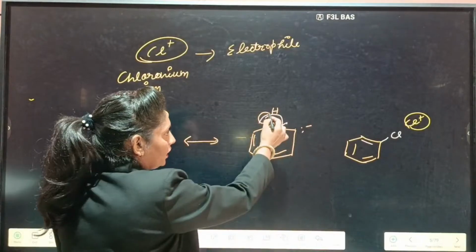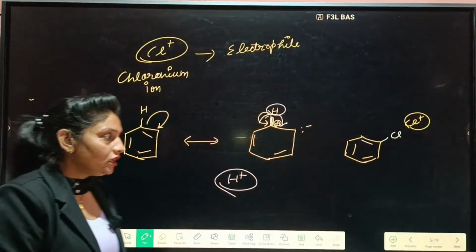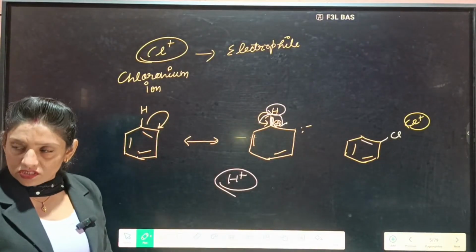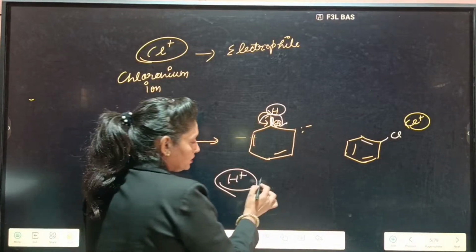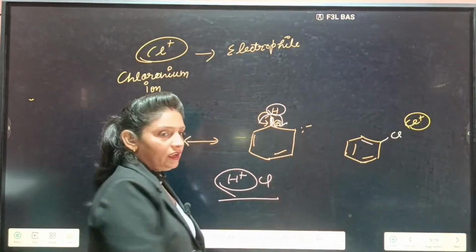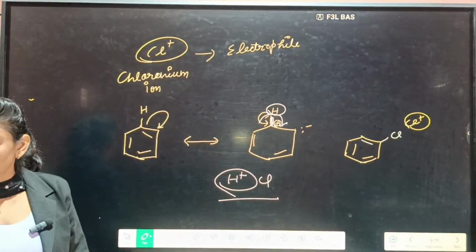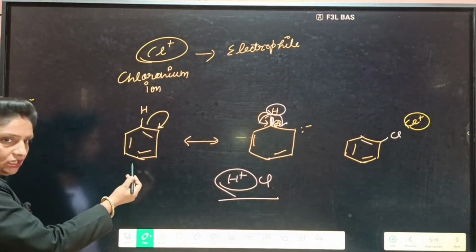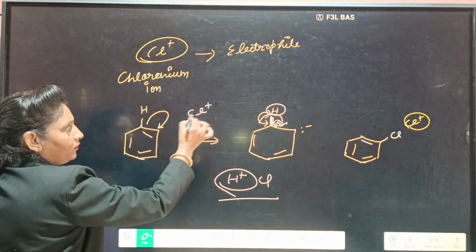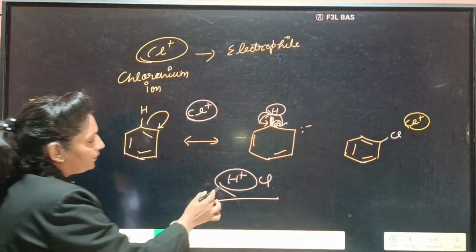So from here, H positive is removed, or not? H positive is removed, plus AlCl3 is acting like a catalyst only, so Cl negative is also there. So what will form? Chlorobenzene plus HCl. It is clear or not? Here we are having benzene, and in presence of chloronium ion it happens.